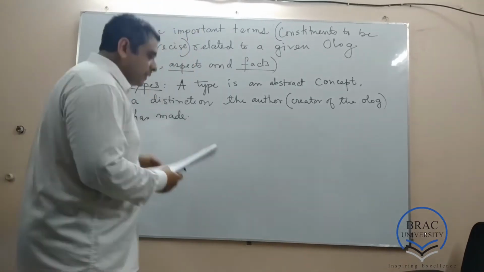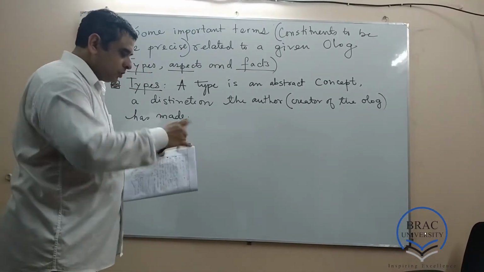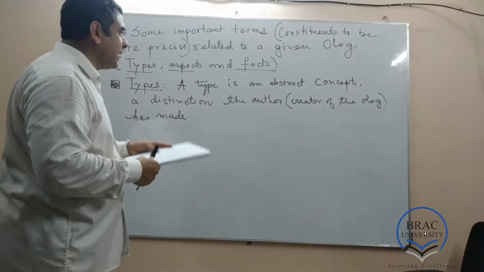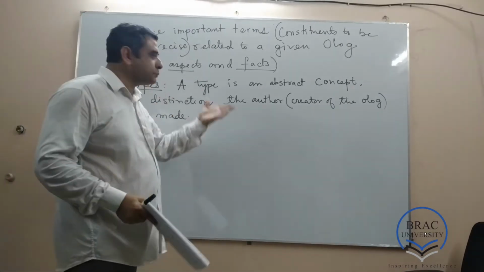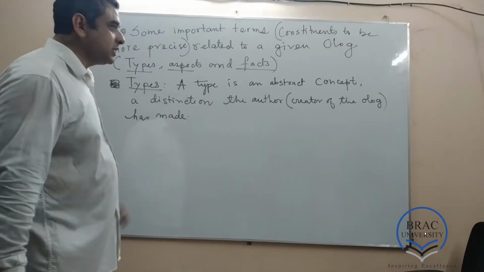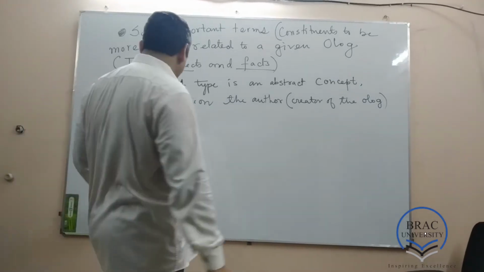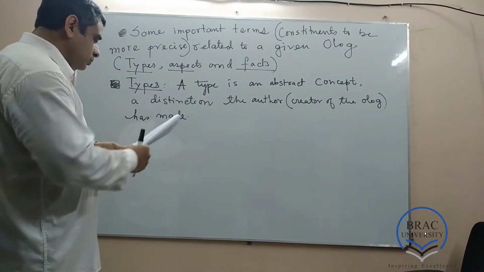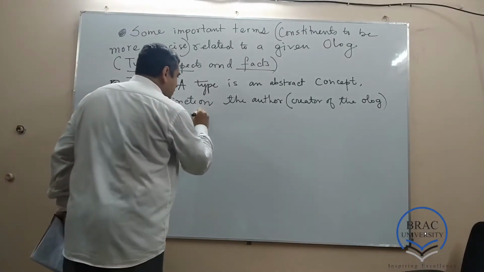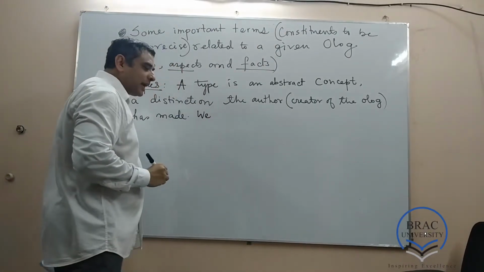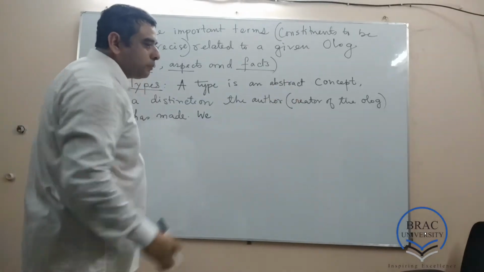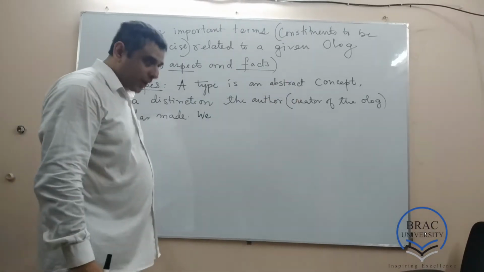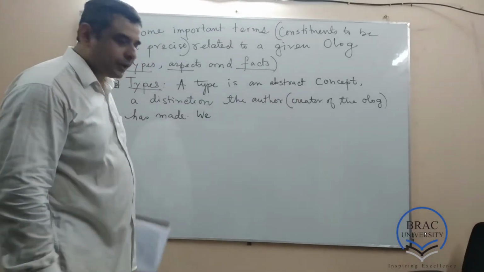We started out with the types, and we have seen that a type is an abstract concept, a distinction the author, the creator of the Olog, has made. So we represent, as we have seen in our previous example, that we had multiple boxes, and those boxes were precisely the types of the Olog.